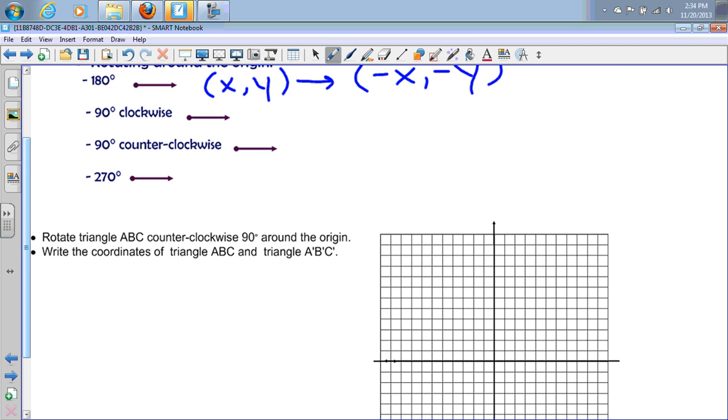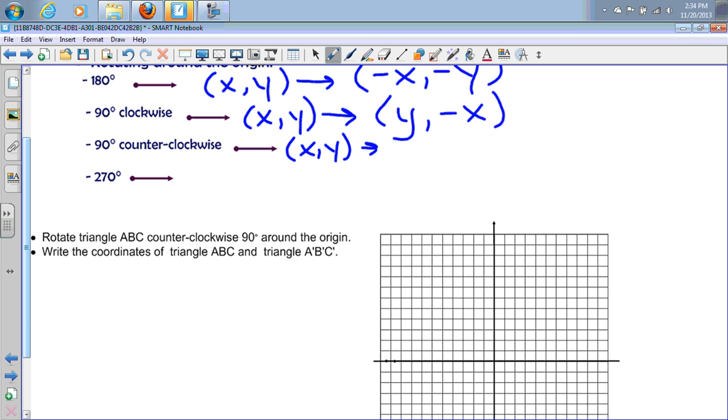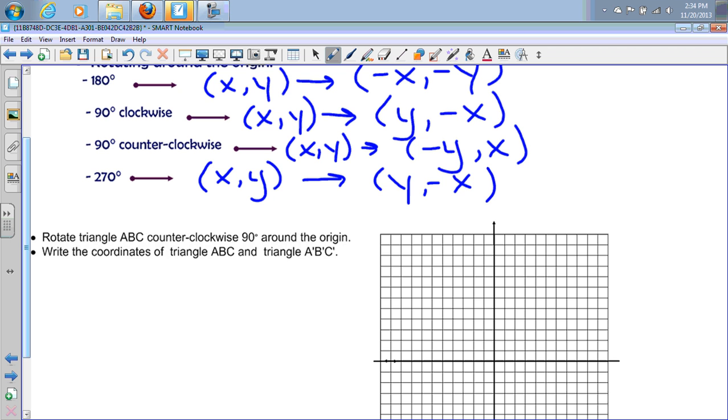90 degrees clockwise, we just talked about: X, Y becomes Y and the opposite of X. 90 degrees counterclockwise, we start with X, Y, and then it becomes the opposite of Y, X. 270 degrees, X, Y becomes Y, the opposite of X. Looks similar to 90 degrees clockwise. It's because these are the same.